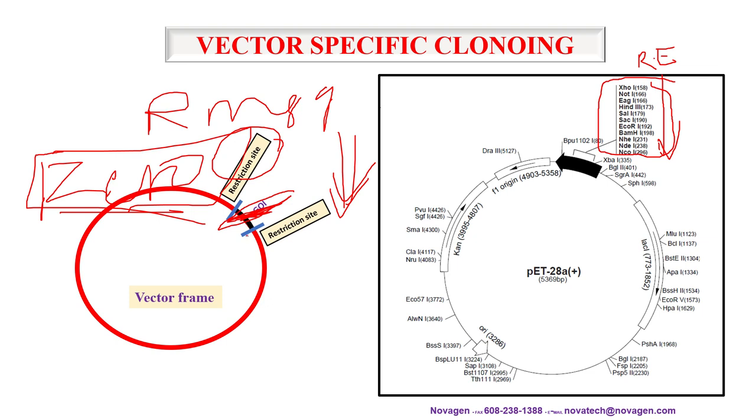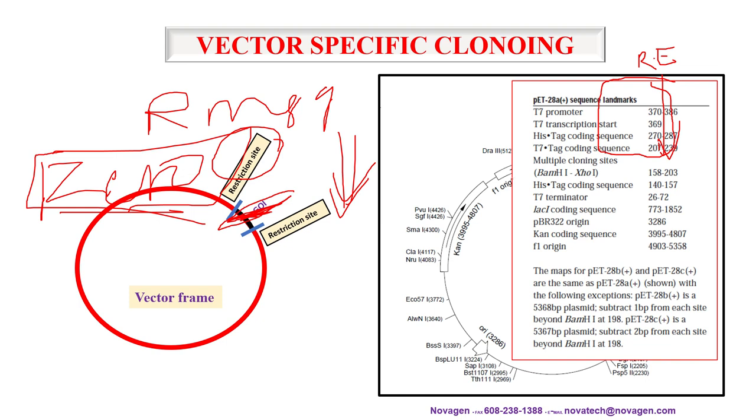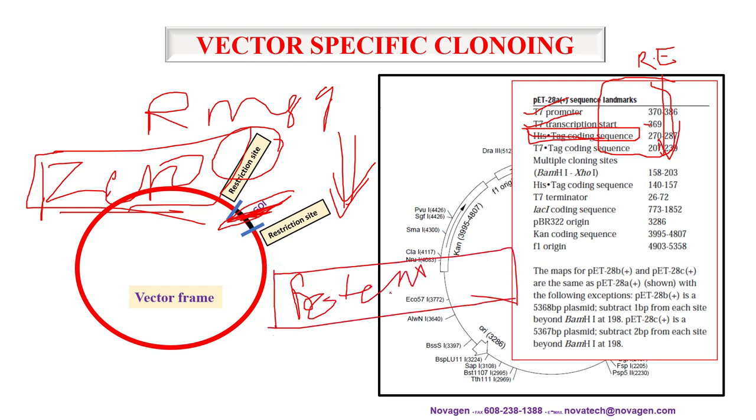So let's come. In this vector, T7 promoter is used, T7 transcription start site, and His tag. You know the basic thing of protein, it is not only that you just incorporate your sequence and you translate it.